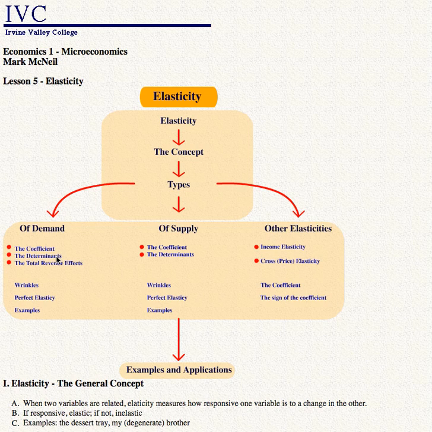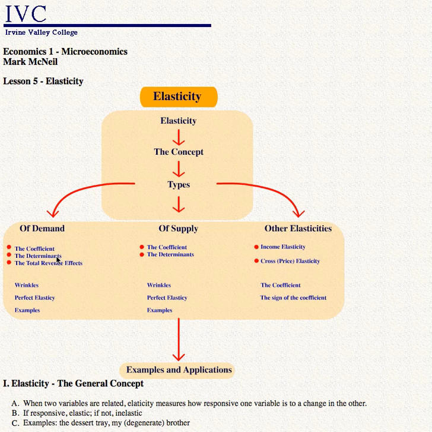Then the third one, the book and I disagree. I say it's luxury versus necessity. Luxuries tend to be elastic and necessities tend to be inelastic. The book insists that the third one is the amount of time that consumers have to adjust to a price change. If you give consumers more time to adjust to a price change, they'll adjust more because it takes time for consumers to make the adjustments. It also takes time for producers to make the substitutes available so that consumers can cut back on their purchases of the original good if the price goes up.